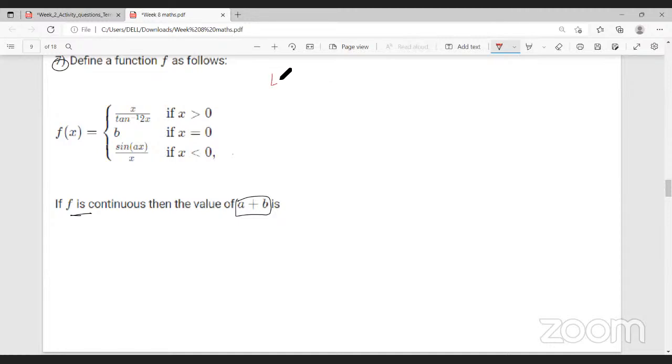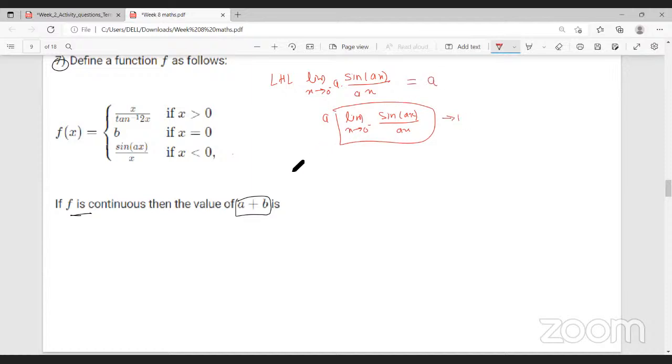So what will be the left hand limit? Limit x tends to 0 minus, sin ax upon x. How to evaluate this limit? Multiply and divide by a. So we can take a, limit x tends to 0 minus, sine of ax by ax, upon a. So this is equals to 1, right? Then a into 1 equals to a. So the left hand limit is a. Now what is the right hand side limit?